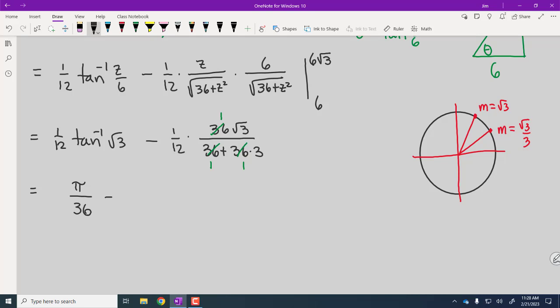What are we left with over here? It looks like a root 3 in the numerator. And in the denominator down here, this is 1 plus 3. 1 plus 3 is 4 times 12 is 48.